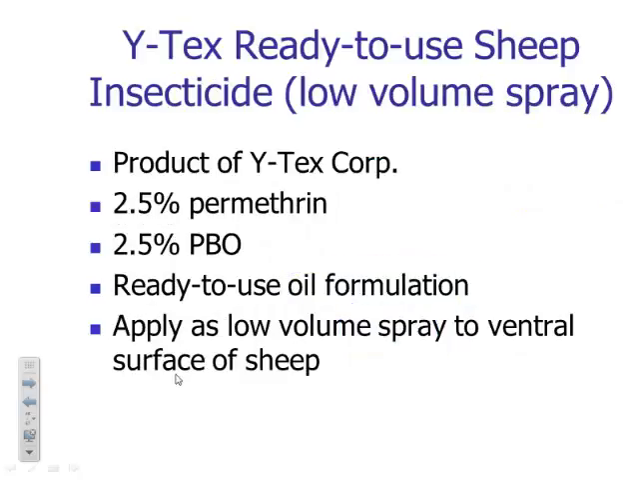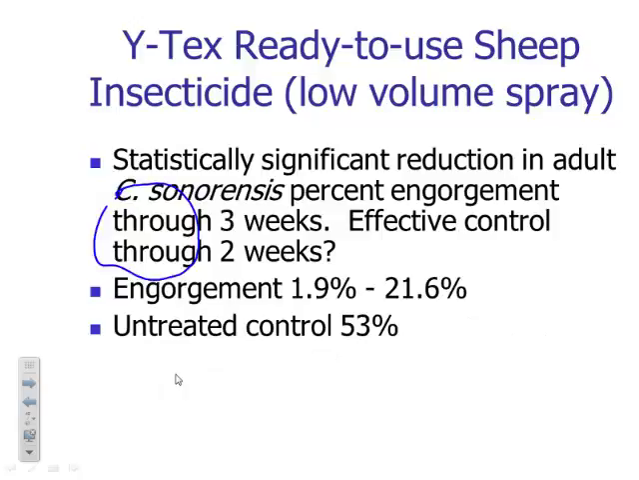We looked at some other ones, like the spray, the one you saw me spraying on there. It's 2.5% permethrin and PBO. This is that synergist again, in oil, and the reason it's oil is so that it can spread across that lanolin layer. And we saw that one work. It prevented engorgement for 3 weeks, but it probably only gave 2 weeks of effective control, which is not good enough.